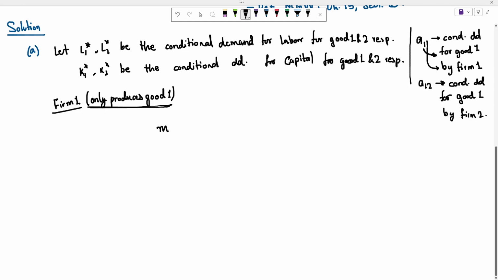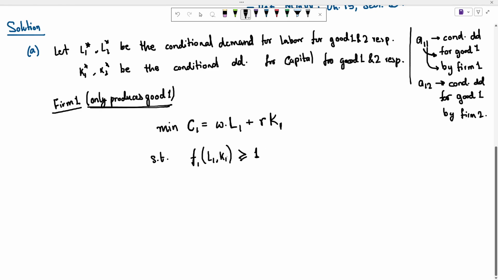Now the firm 1 would minimize its cost. Now what is cost? Cost is basically my wage times labor input by firm 1 plus rent, or whatever the price of factor input 2 is, times this, subject to f1 of L1, K1 being greater than or equal to 1, right?